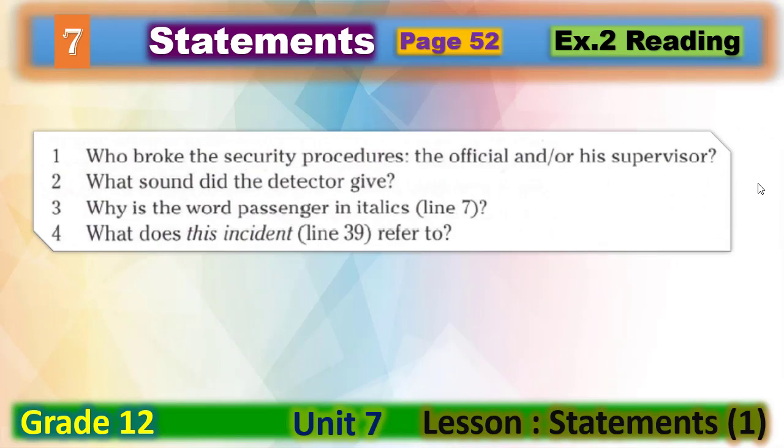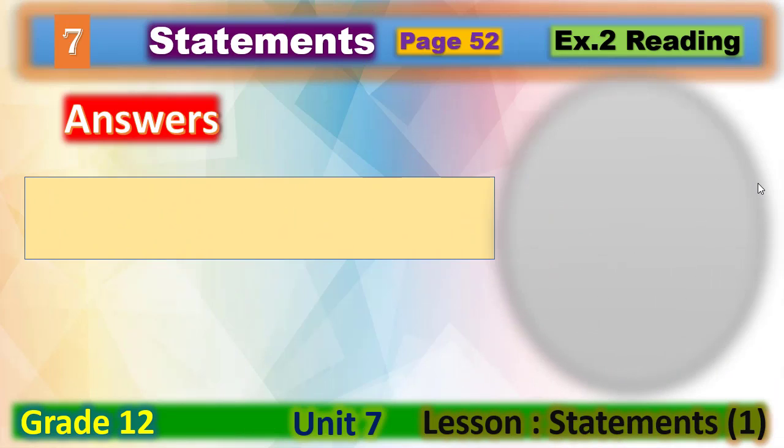Now, let's read the questions together. Who broke the security procedures? The official and or his supervisor. What sound did the detector give? Why is the word passenger in italics in line 7? What does this incident line 39 refer to? Let's answer them one by one.